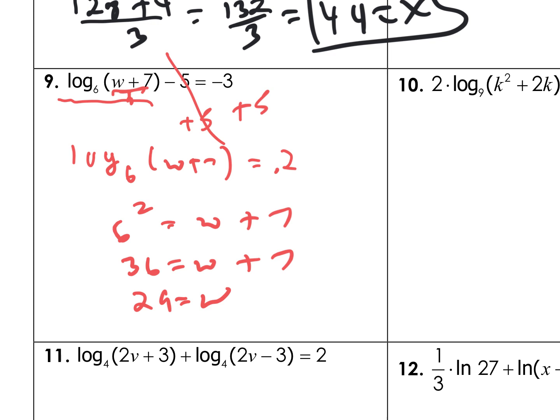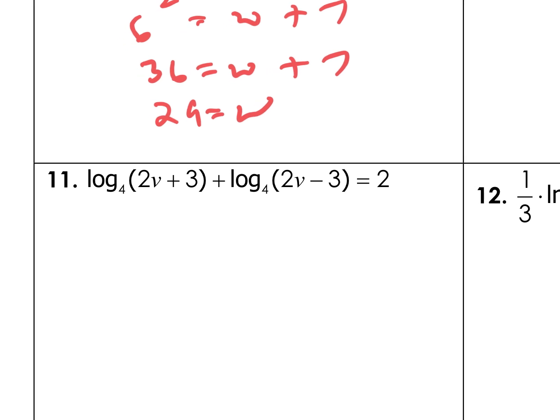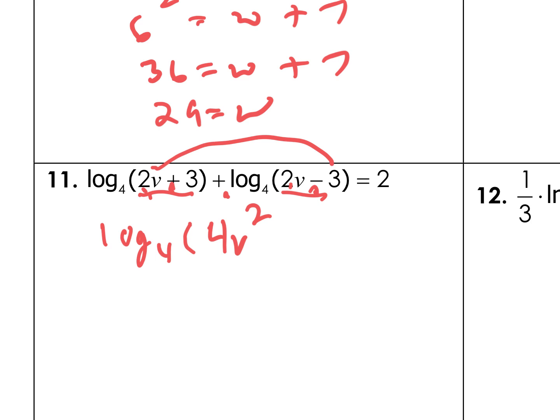Let me just drop down to number 11, I guess, because there are 2 logs on this side. So what do we do? We condense it to 1 log, and when it's addition, we condense it to a multiplication problem. So it's going to be 1 log base 4 of, you may as well multiply these two together with FOIL. 2v times 2v is 4v squared. I noticed this is positive and this is negative, and the same thing. So the outside is a negative 6v and the inside is a positive 6v. They cancel out. So I really only have a plus 3 times a minus 3 that gives minus 9. That's called a difference of 2 squares.